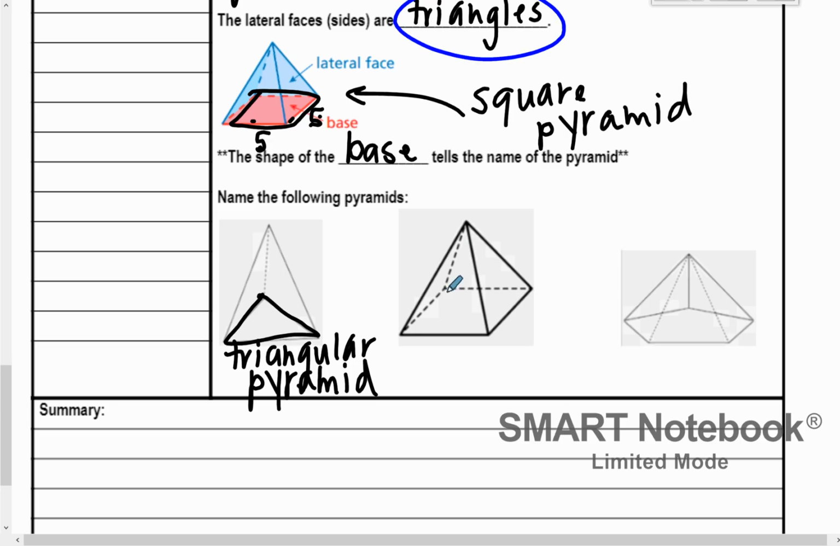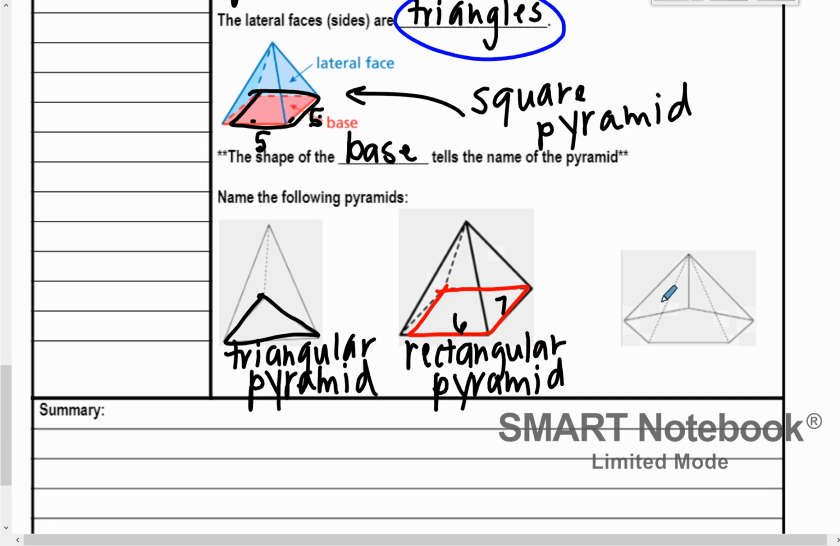Number two, our base is a square or rectangle. Since we aren't given dimensions, we're going to call it a rectangular pyramid. Because even though it looks like a square, it might be like 6 and 7 or 6 and 6.1, where it's super, super close, but it's not exactly a square. If we're not sure, always name it a rectangle.